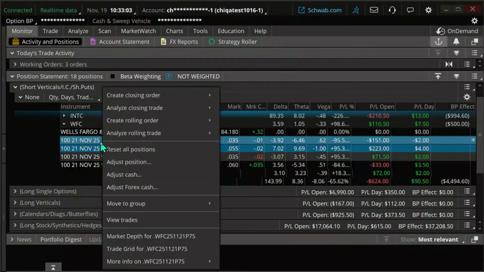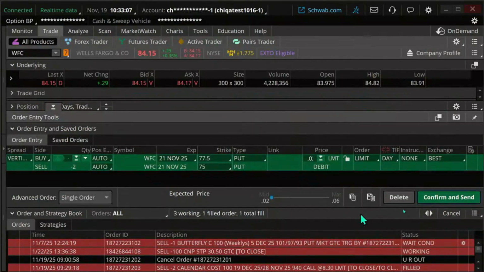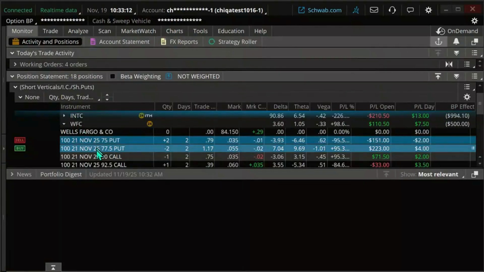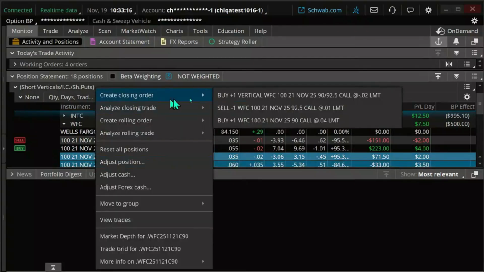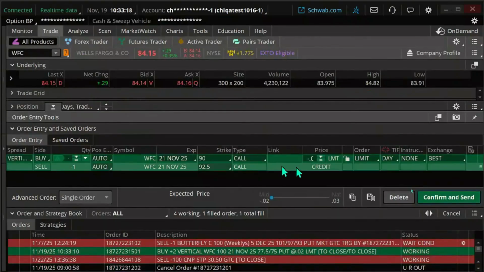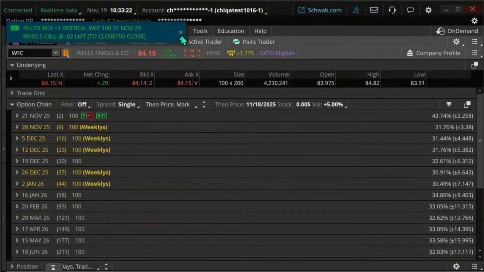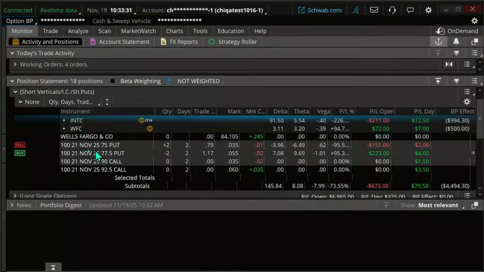Okay, now, let me create a closing order. We're getting out of the put vertical. We're going to do the same thing. It hasn't filled, but that's okay. We're going to get out of the call vertical. Okay? We're going to send that. Okay, so we're out of the call side of things. Put side of things, it's doing okay. We'll wait for that to fill.